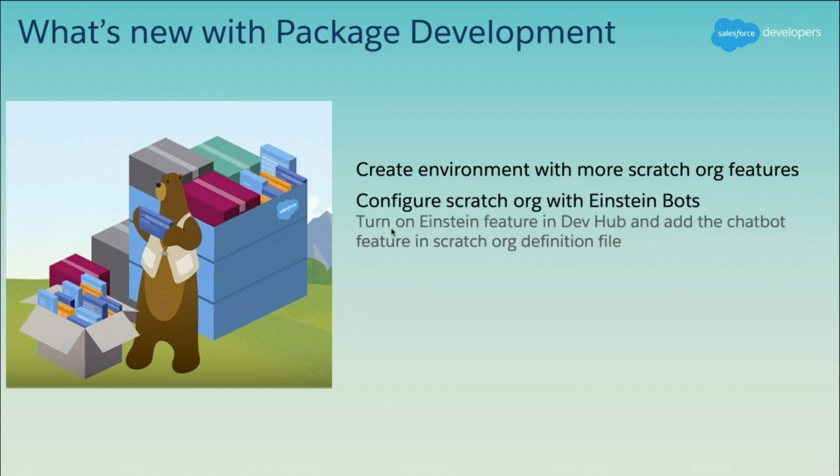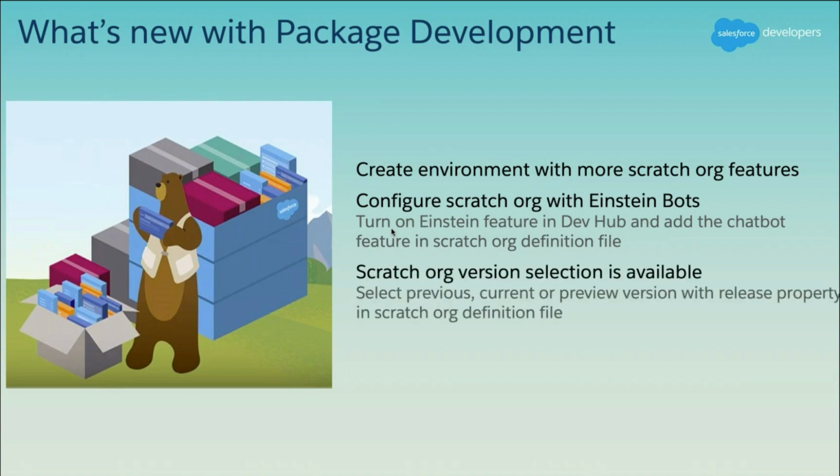And then if you are using Einstein, if you are a big fan of artificial intelligence and using Einstein bots, earlier you had to configure the Einstein bot in each of the scratch orgs. Now you need not do that. You can configure it in the Dev Hub and just add that feature in the scratch org definition file. Your scratch org is built with the capability of developing chatbots.